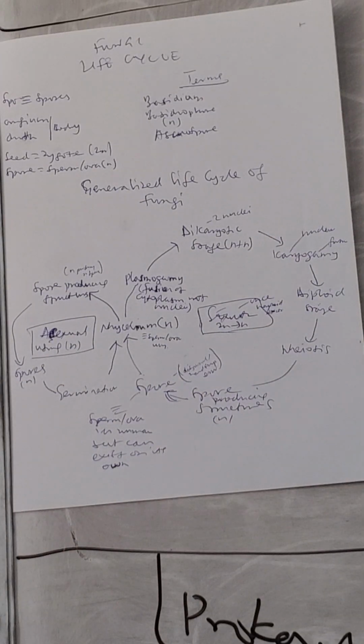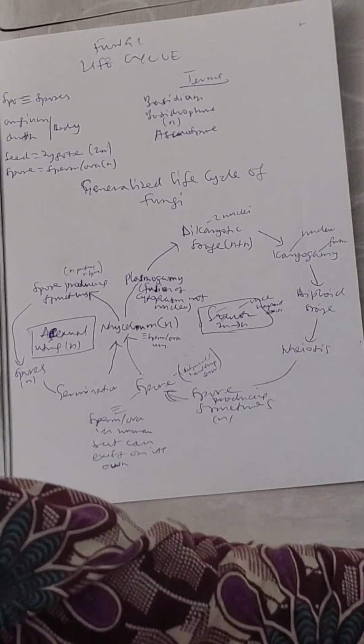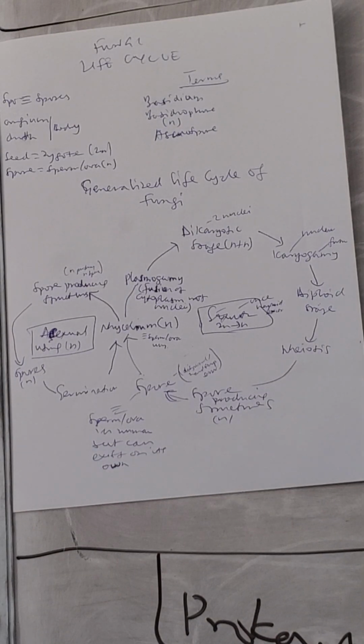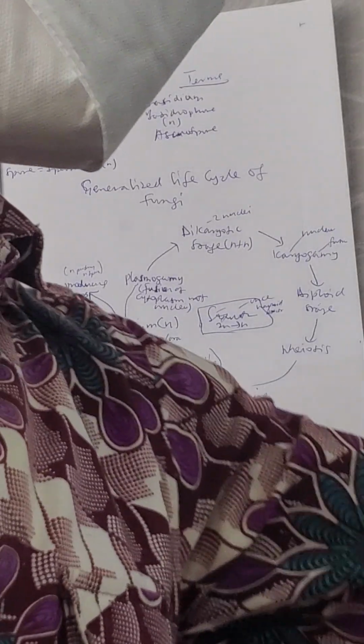Now let's look at another one for the protoctista. I talked about the five main living things that we have. We have the prokaryotes, we have the protoctista, we have the fungi, we have plants, and then animals.